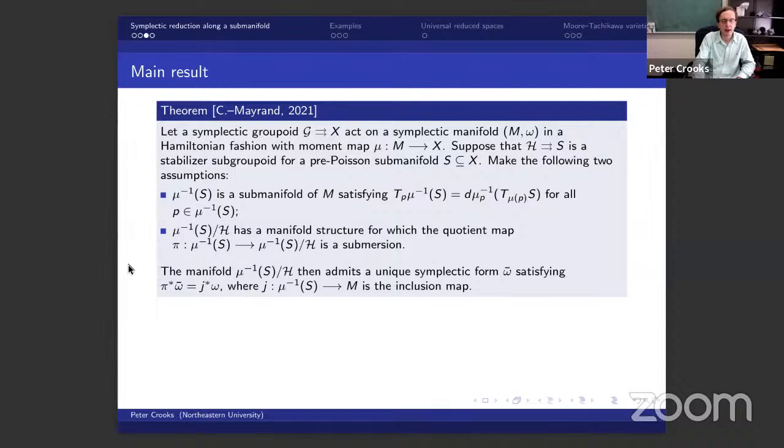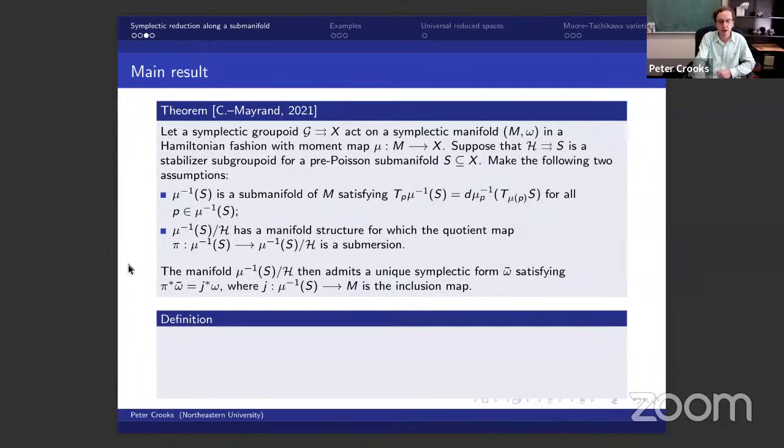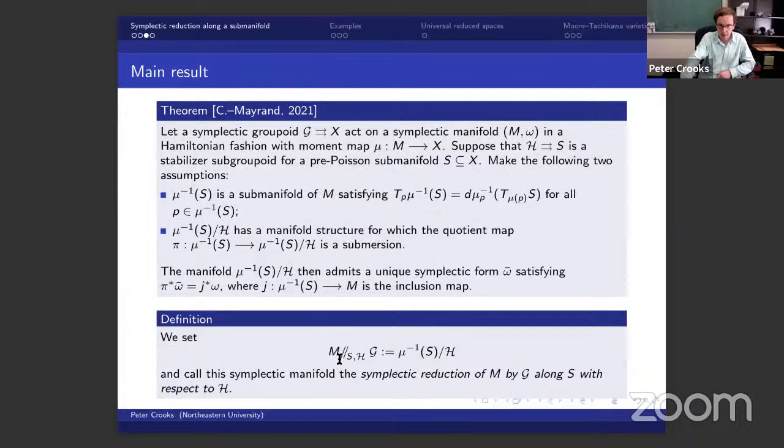And so in that case, we'll just formalize this by defining everything in sight. We adopt the notation where I'm taking the reduction of M by the symplectic groupoid G with respect to S and H like that. So that's our main construction. And we call that symplectic manifold the reduction of M by G along S with respect to H.